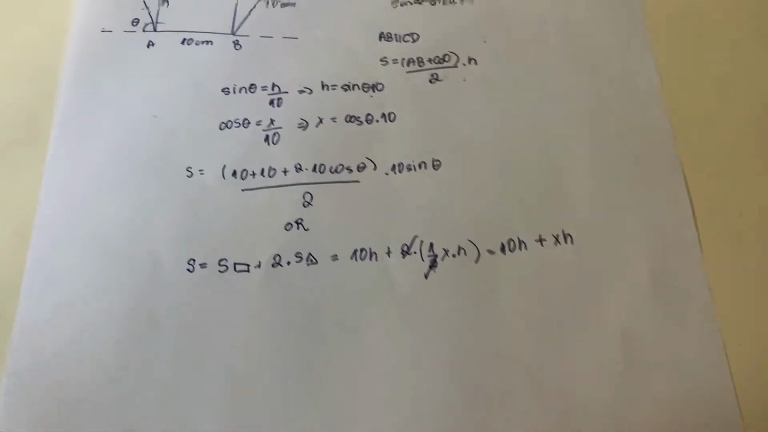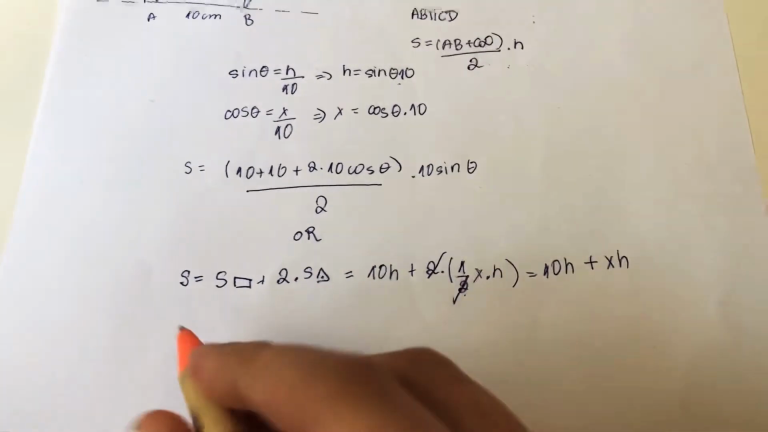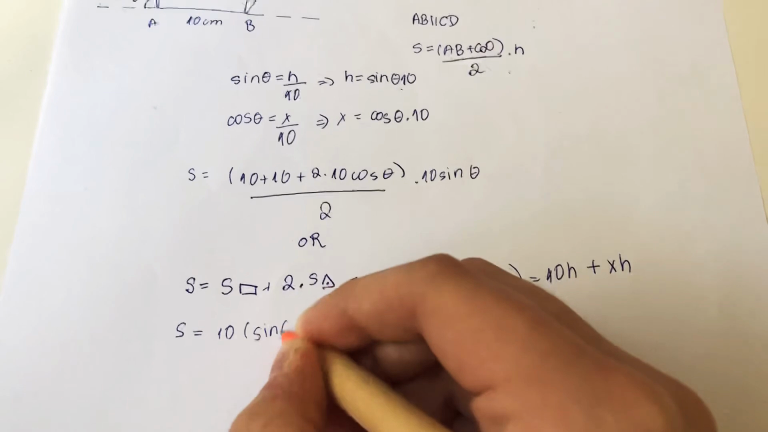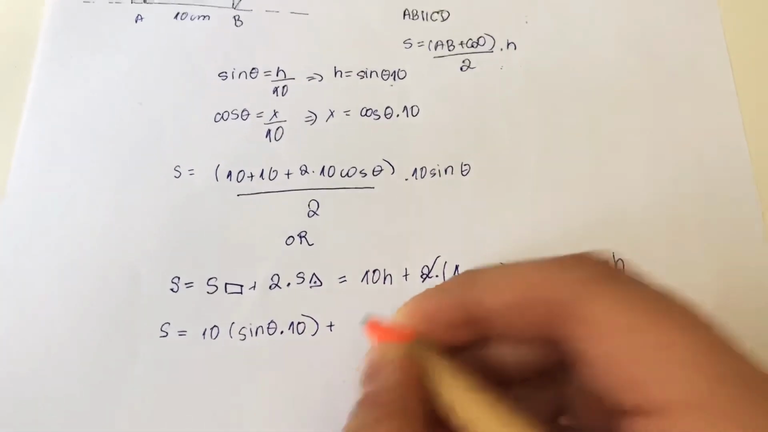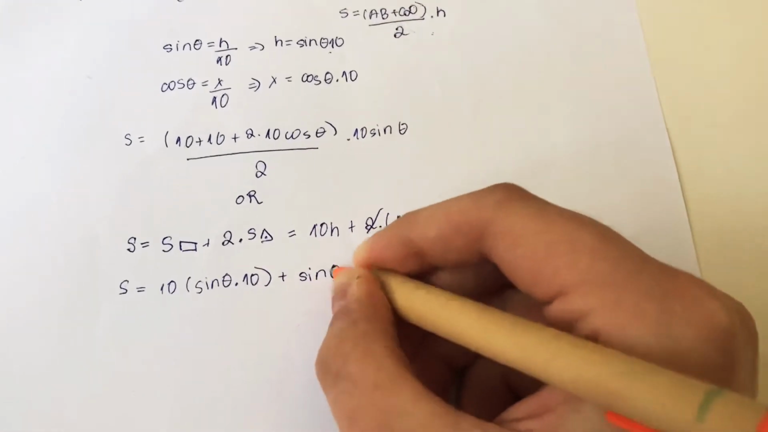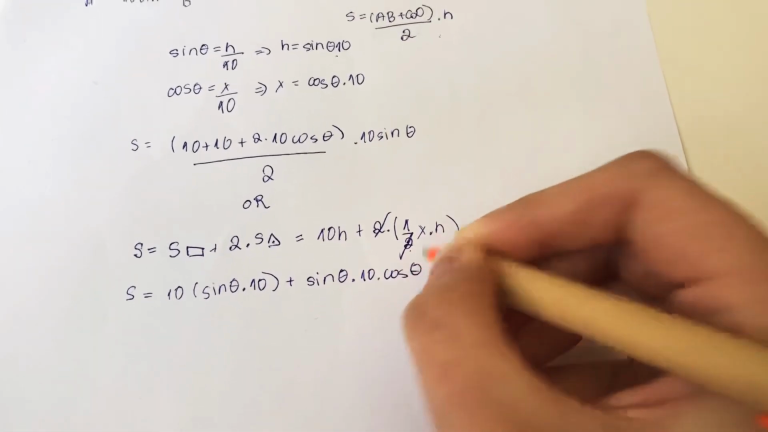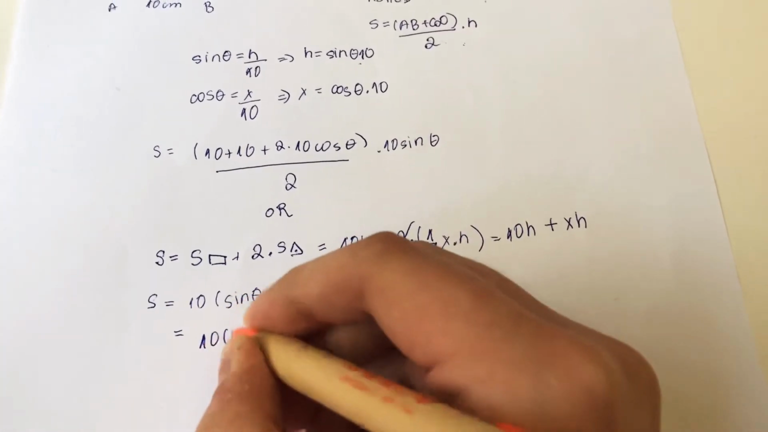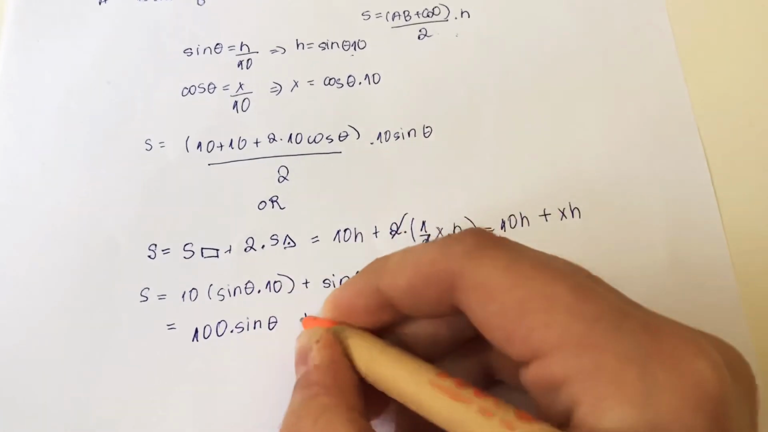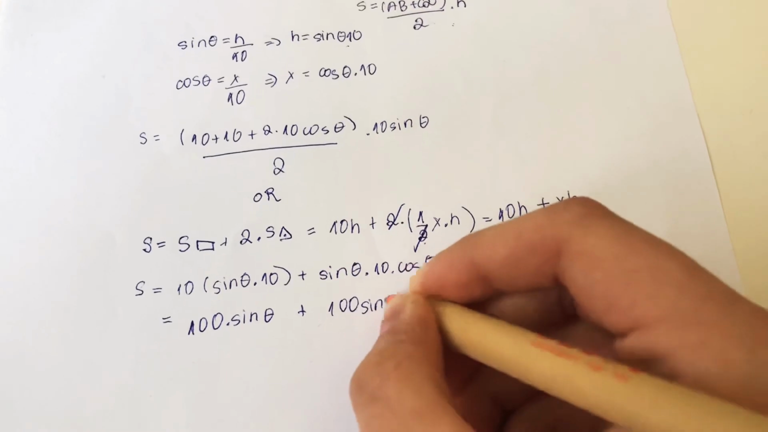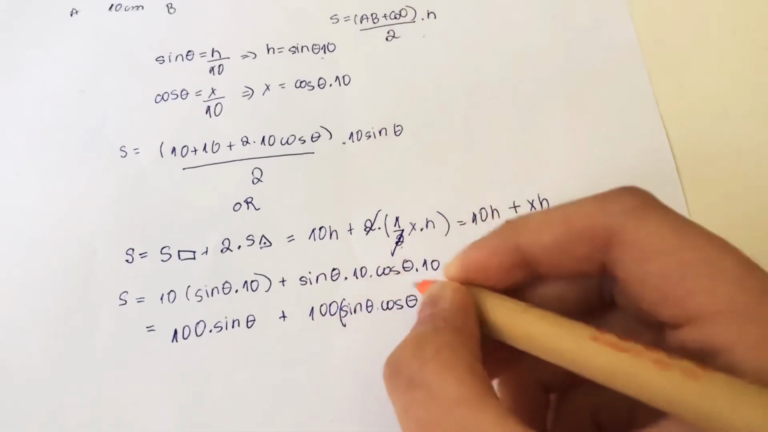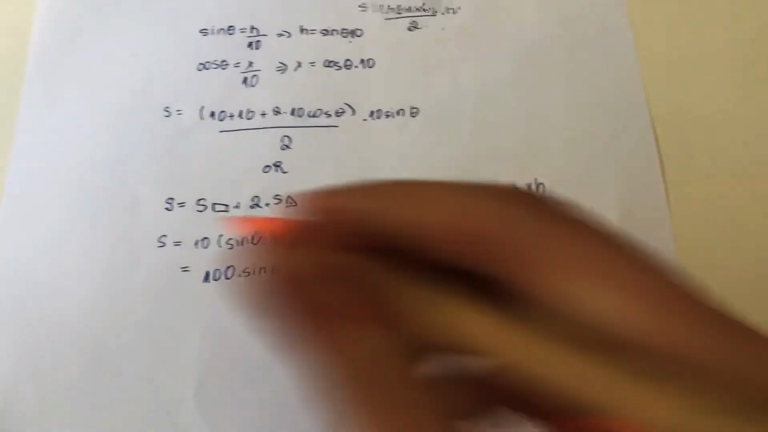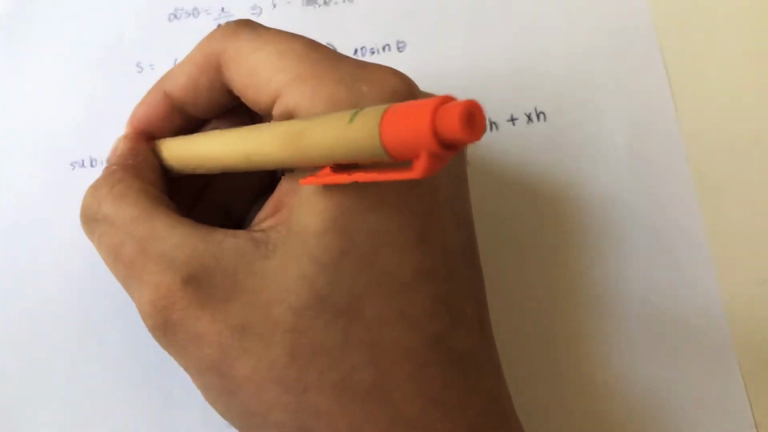And the next thing that I do is sub in these values here. So S is equal to 10 times sine theta times 10, plus XH, so sine theta times 10 times cosine theta times 10. Then I multiply them, so it's 100 sine theta plus 100 sine theta times cosine theta. I put these for the deriving, so essentially I sub in the values.